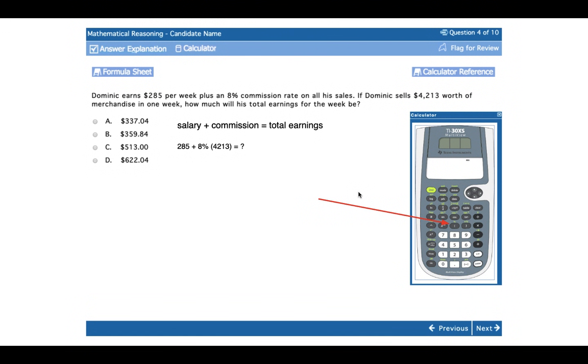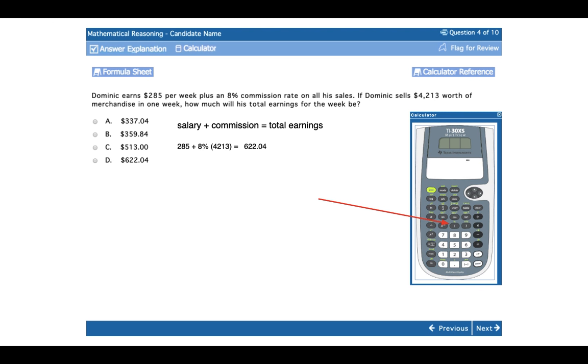Just as a heads up, if you're not comfortable with this on-screen calculator, you can practice on the GED website playing with it, and you can actually buy one of these for 15 or 20 bucks at Walmart or Target or whatever. And they'll let you take this specific calculator, the Texas Instruments 30XS, into the test with you. No other kind of calculator, just as a heads up. So you plug that in, ta-da, there's your answer.